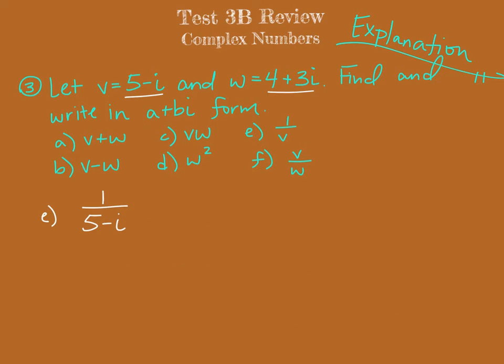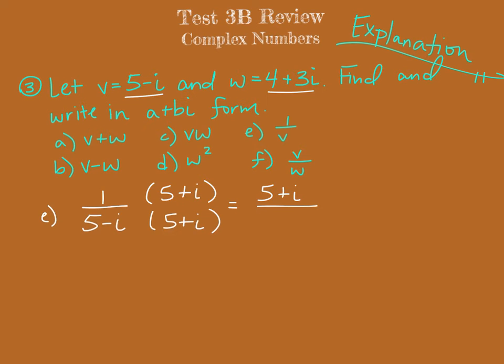In order to divide in part E, we need to multiply both the numerator and the denominator by the conjugate of the denominator. The conjugate of 5 minus i is 5 plus i. So that's what we'll multiply the numerator and denominator by. 1 times that is just itself, 5 plus i.